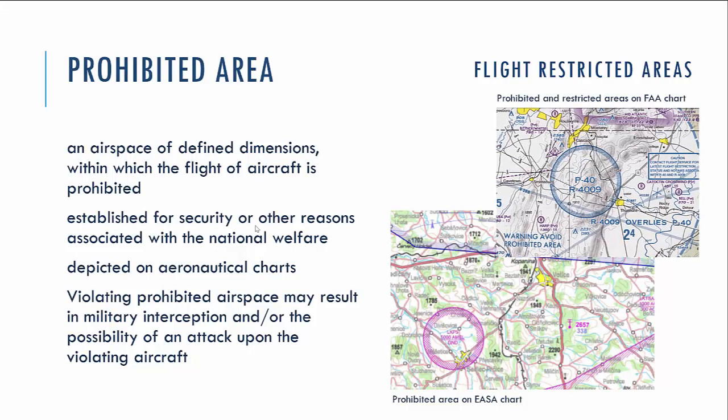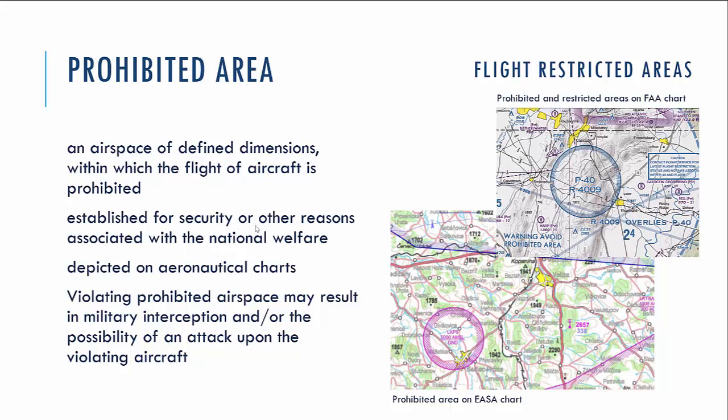Here we can see examples of the prohibited areas on the EASA and FAA aeronautical charts. Those airspaces are designated to establish security areas for reasons associated with the national welfare. Violating those prohibited areas may result in interception of the aircraft and the possibility of an attack upon the violating aircraft. So don't enter the prohibited areas if you don't want to pay for the interception to the government.